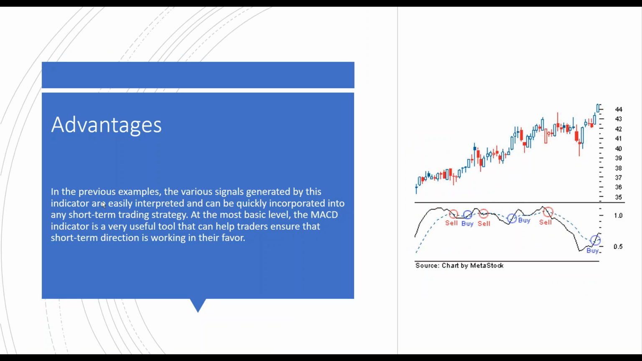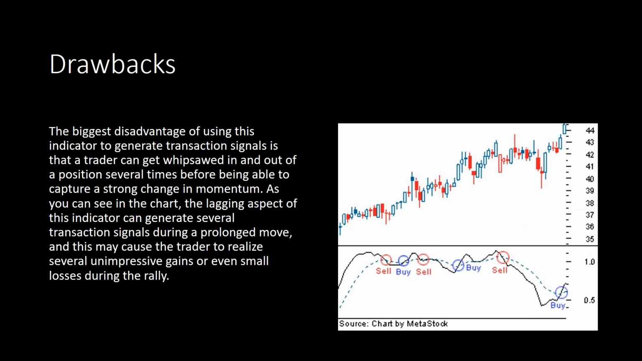Okay, the various signals generated by this indicator are easily interpreted and can quickly be incorporated in any short-term trading strategy. At the most basic level, the MACD indicator is a very useful tool that can help traders ensure their short-term direction is working in their favor. You can plot MACD on any time frame you want. You have to determine what time frame fits the trading strategy you are using. But MACD is one of the few indicators that works well in short-term trades. So whether you're using a 15-minute chart, a 30-minute chart, or a 1-hour chart, it works just as well.